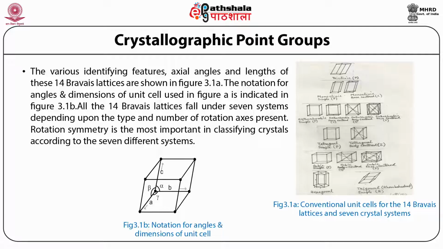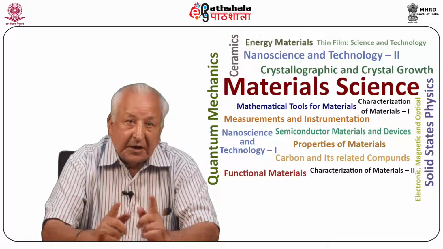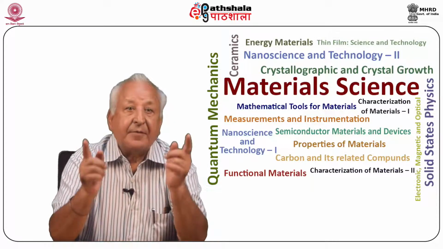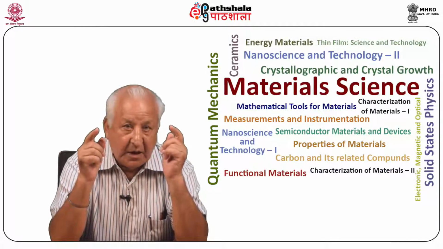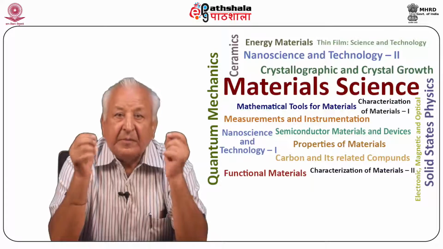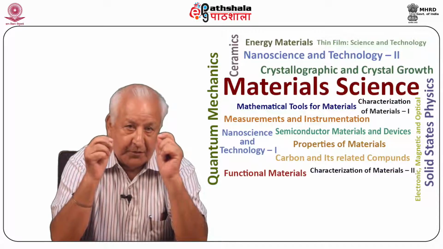All the 14 Bravais lattices fall under 7 systems depending on the type and number of rotation axes present. Rotation symmetry is the most important in classifying crystals according to the 7 different systems. The 32 crystallographic point groups and their notations. Let us know what we mean by point group.